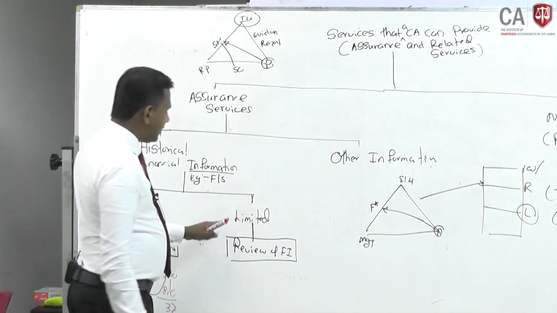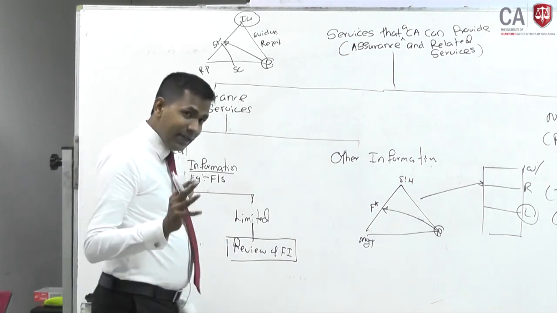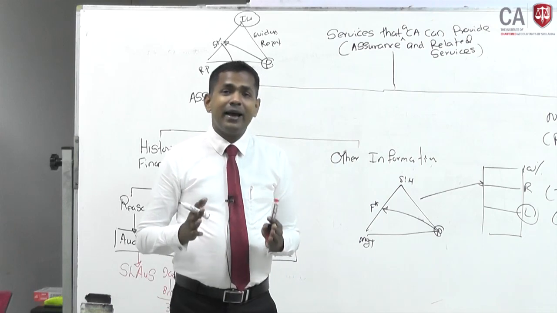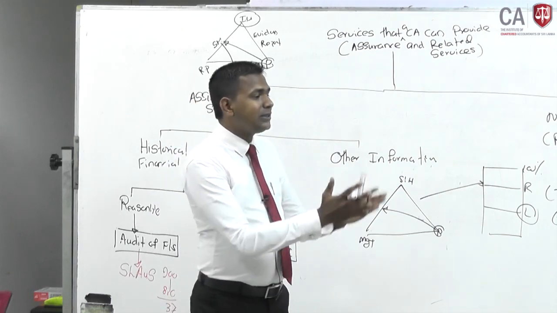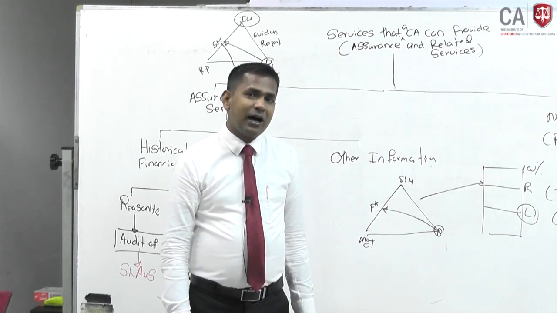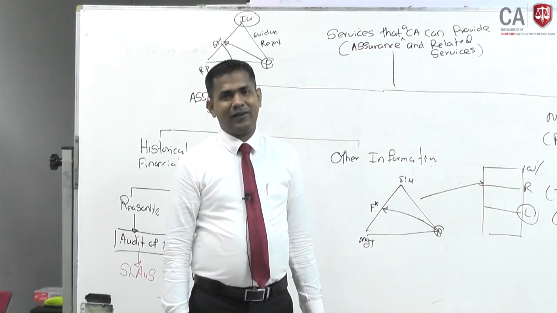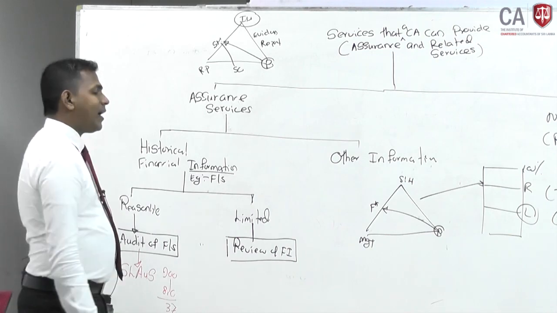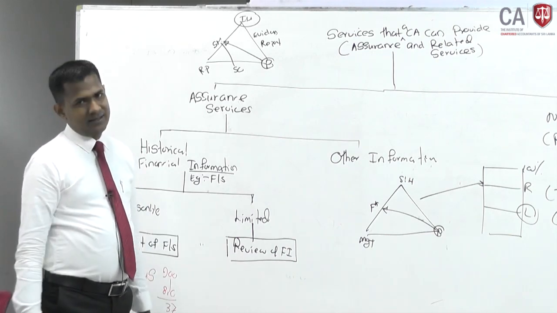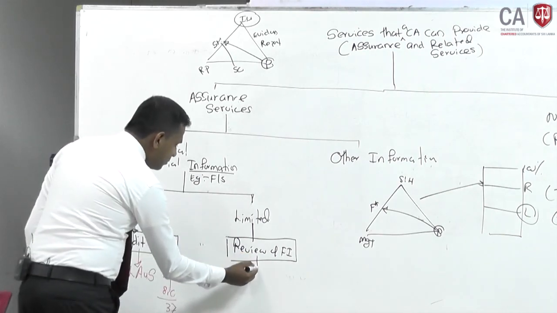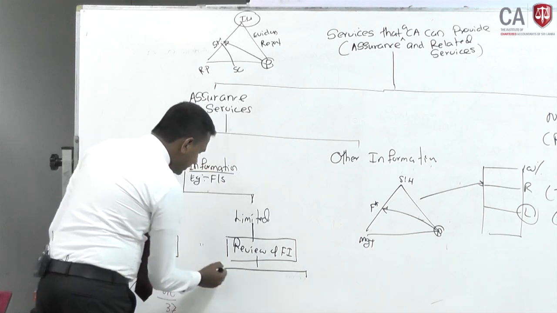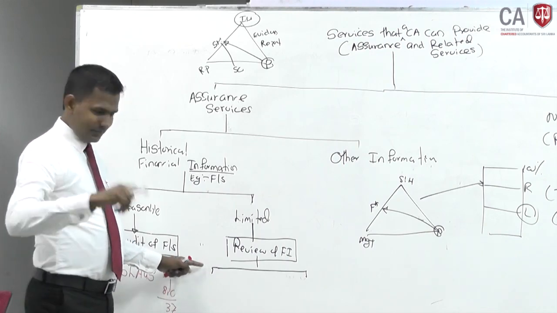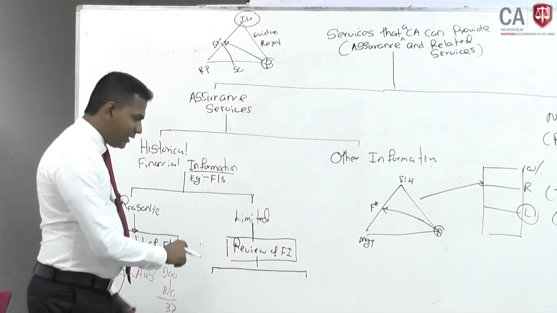So in a limited assurance or the review engagement, we basically give negative assurance: nothing has come to our attention to state that the financial information prepared by the management is materially misstated. So the second service, reasonable assurance, is audit, and the limited assurance is review of financial information. We call it review engagement. Now, in this review engagement, we have two circumstances in practice.